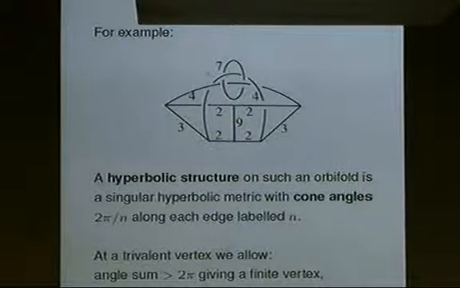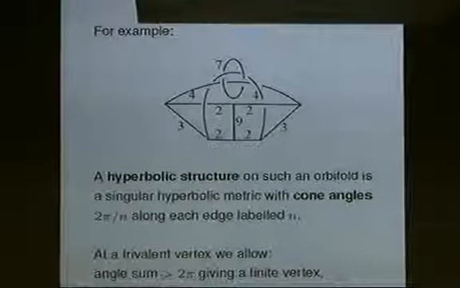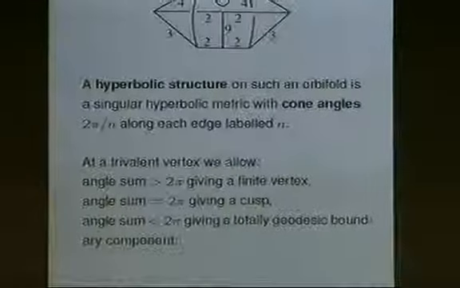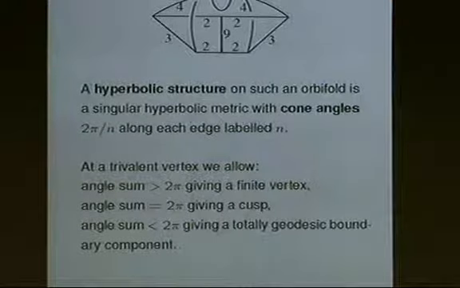And we can actually allow some more general things here. So the typical case: if the sum of the angles at a vertex is bigger than 2 pi, we actually just have a finite vertex, which is the usual case that people would consider. So for instance, do I have some in this picture? Let's have a look. Maybe not. So here, for instance, we've got 2, 3, 4. That's going to give a finite vertex.